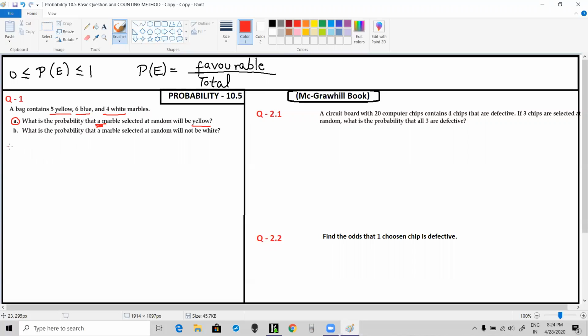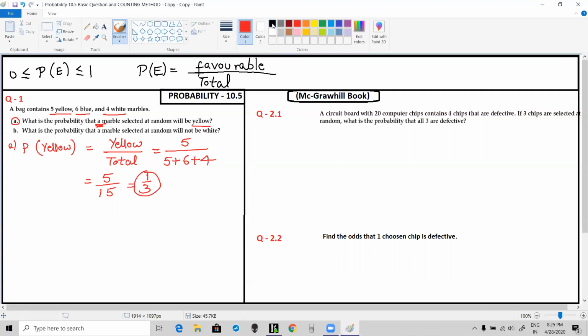So you can simply write probability of a yellow marble is number of yellow marbles divided by total. In this case, the yellow marbles are 5, and the total is 5 yellow plus 6 blue plus 4 white marbles. So that total will be 5 divided by 15. That's 1 by 3, which is your probability.